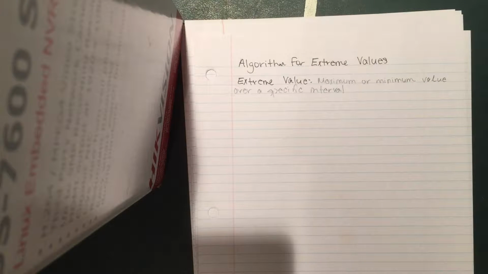So the first thing I'm going to do is just define what an extreme value really is. It's the maximum or minimum value over a specific interval. The next thing I'm going to tell you about is how to find the maximum value over an interval. There are three different ways to do it.